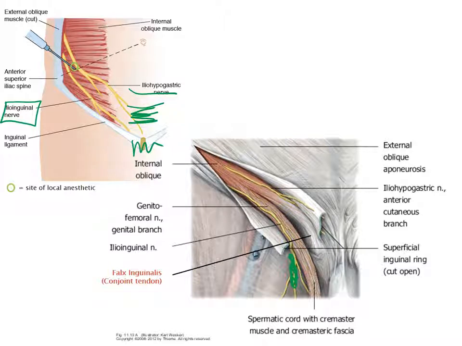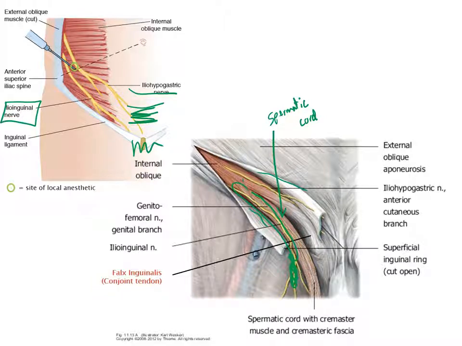During dissection, when you open the external oblique aponeurosis, as it's shown here, you'll find the ilioinguinal nerve courses just lateral to the spermatic cord. Here's the ilioinguinal nerve on the lateral aspect of the spermatic cord. Now in females, there is no spermatic cord. In its place, there is the round ligament of the uterus.